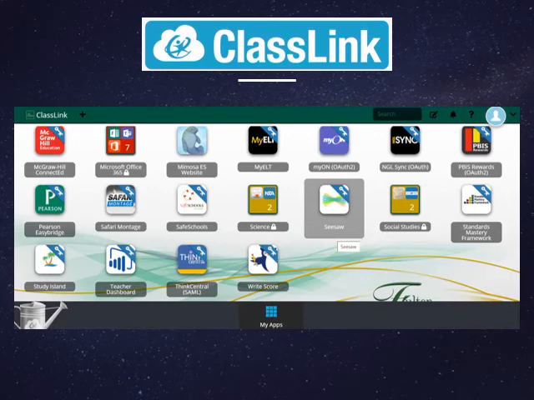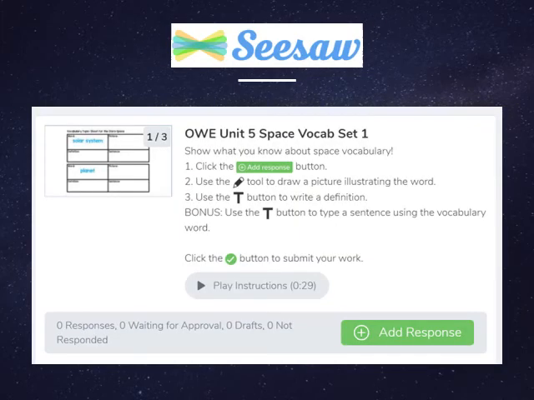You will complete part 2 of our follow-up activity. Remember, if you can access internet, go to your class link and click on Seesaw. There you will go back to the vocabulary set 1 activity and complete the next 3 words. Phase, outer space, and astronaut. Remember, you can play the instructions if you don't remember what to do.